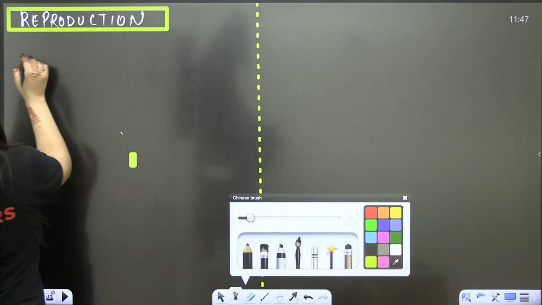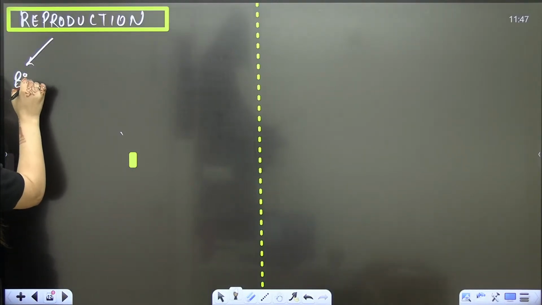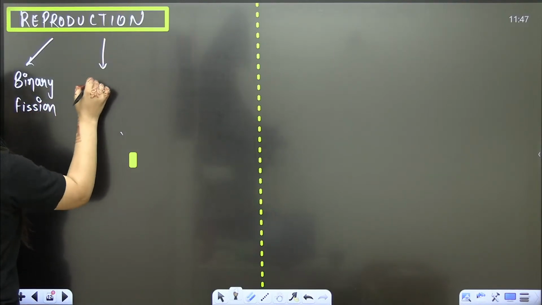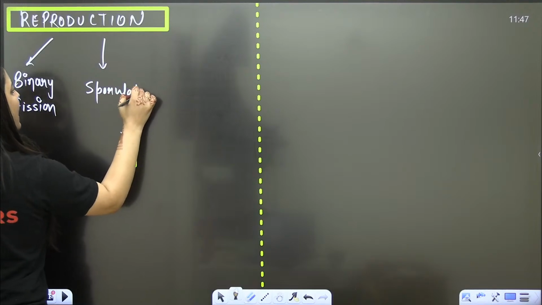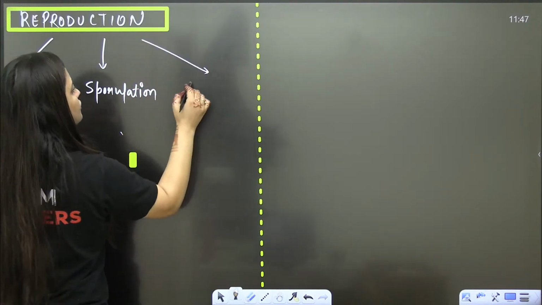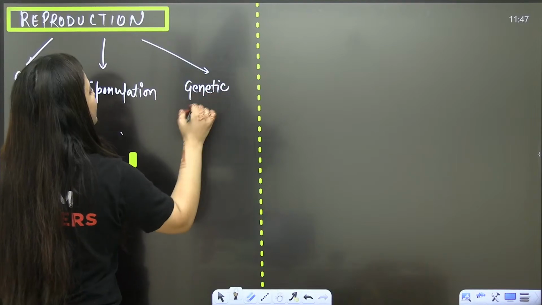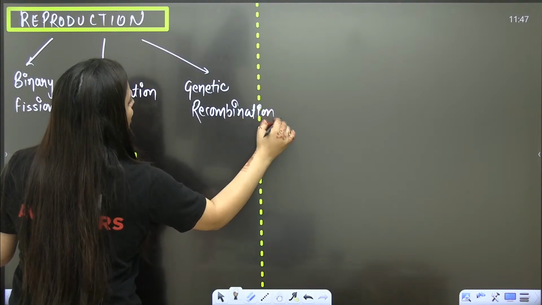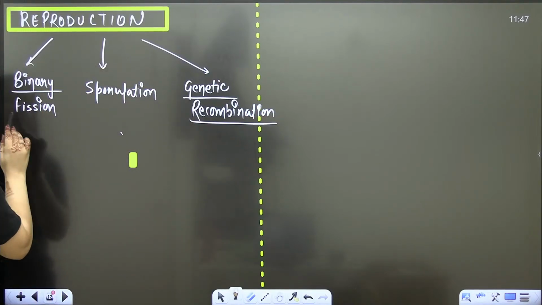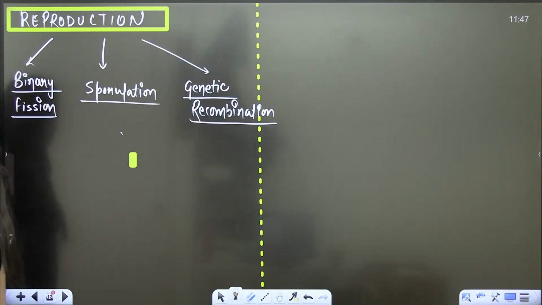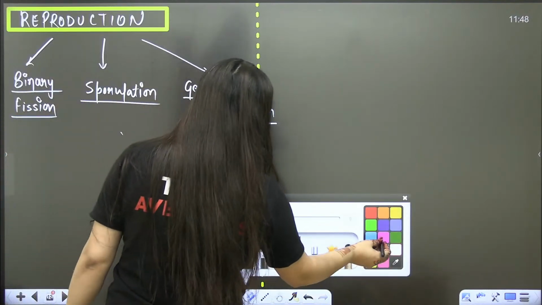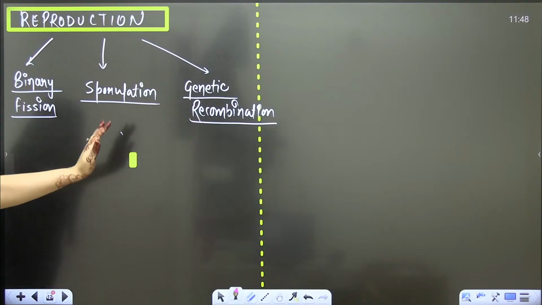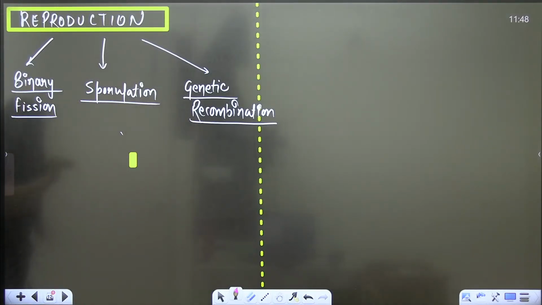So what are we going to discuss here? We will talk about binary fission, sporulation, meaning spore formation, and genetic recombination. These are the three ways by which bacteria will divide.